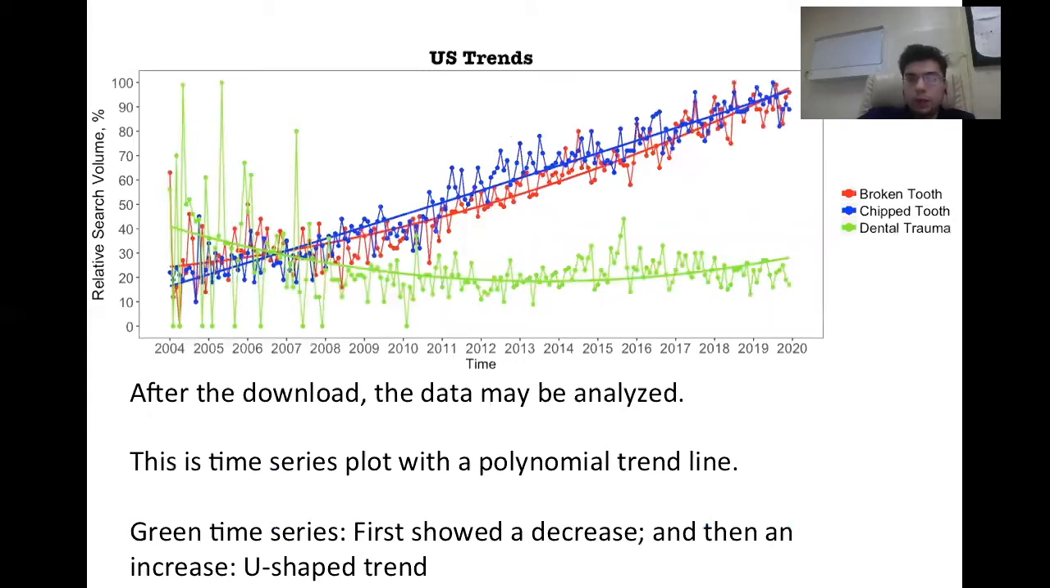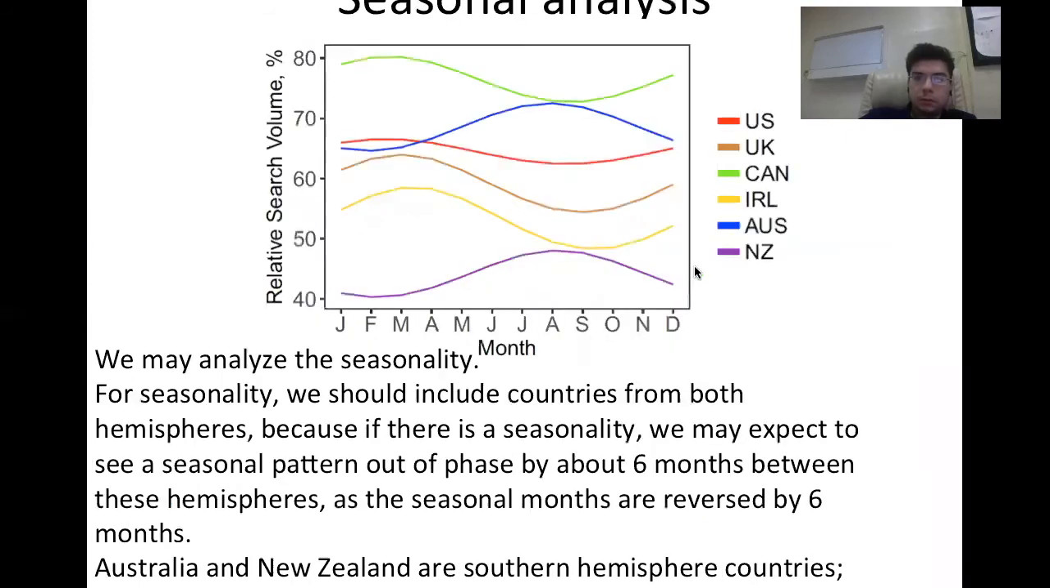This is a time series plot with a polynomial trend line. The green time series first showed a decrease and then an increase. It is called a U-shaped trend. With Google Trends, we can also analyze seasonality. For seasonality, we should include countries from both hemispheres, because if there is seasonality, we may expect to see a seasonal pattern out of phase by about 6 months between these two hemispheres, as the seasonal months are reversed by 6 months in these hemispheres, as we know.